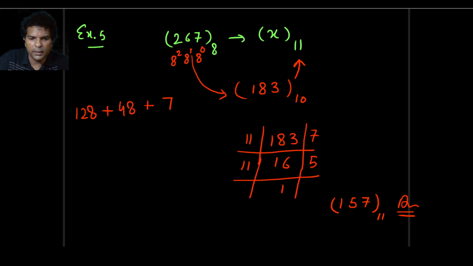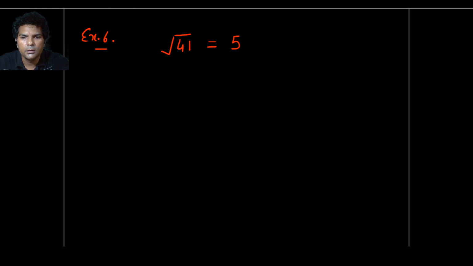Okay, so now the next question is example number 6. Let's say 41 in some base is given, and the square root of 41 is equal to 5. Clear? So we need to find the base. In which base is the square root of 41 equal to 5? First convert both sides into decimal.